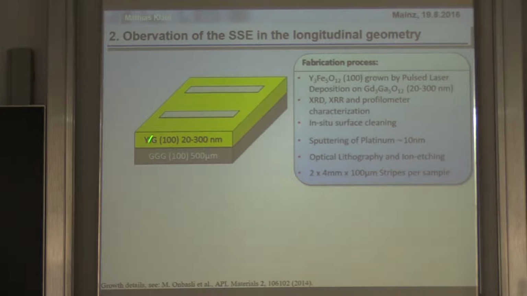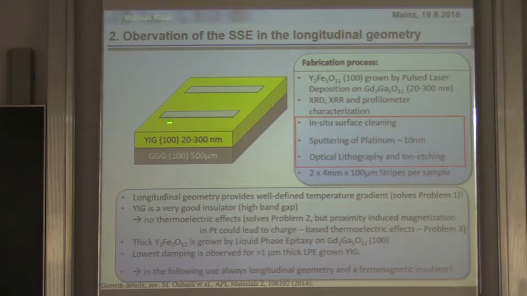But before that, let me just show you how we make the samples. So here's a paper if you're interested. We grow yttrium iron garnet on GGG, which is a substrate, and I'll show you in a minute what this is. And then we do some in situ surface cleaning before we put the platinum. The good thing is YIG is a super good insulator, has a very high band gap, and the platinum on top means all the current only flows in the platinum. And so in the following, we always use the longitudinal geometry where the temperature gradient is in the vertical direction.